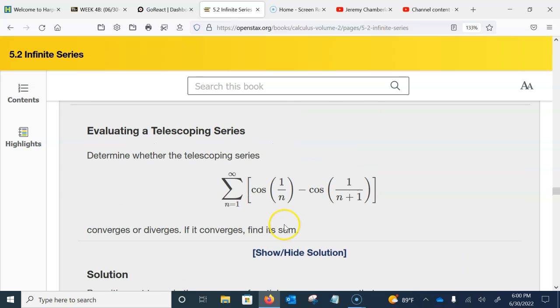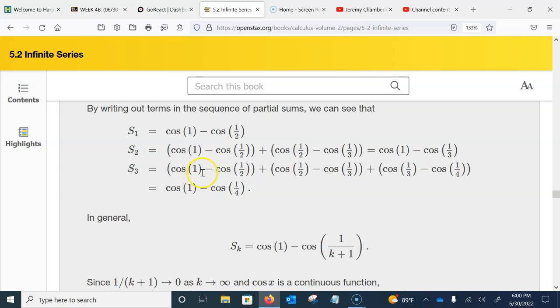For the third partial sum, when n equals 3, you're going to get cosine 1/3 minus cosine 1/4. All of these will still be the same, but I'm going to have an additional subtraction because of the third. But notice these interior components are all adding to 0. So I'm only going to be left with cosine 1 on the left and minus cosine 1/4.